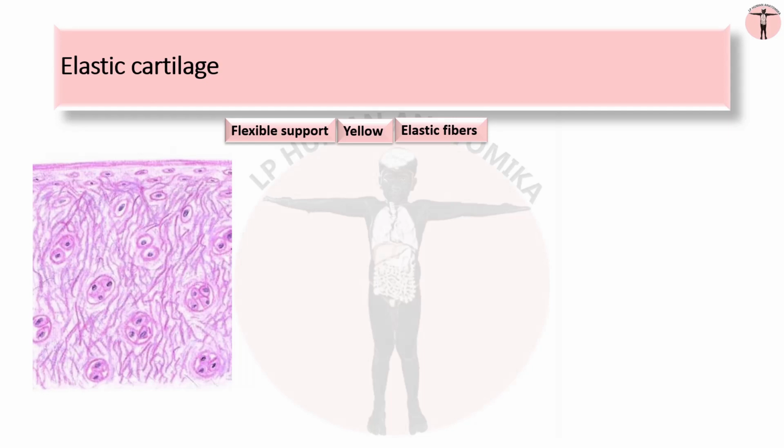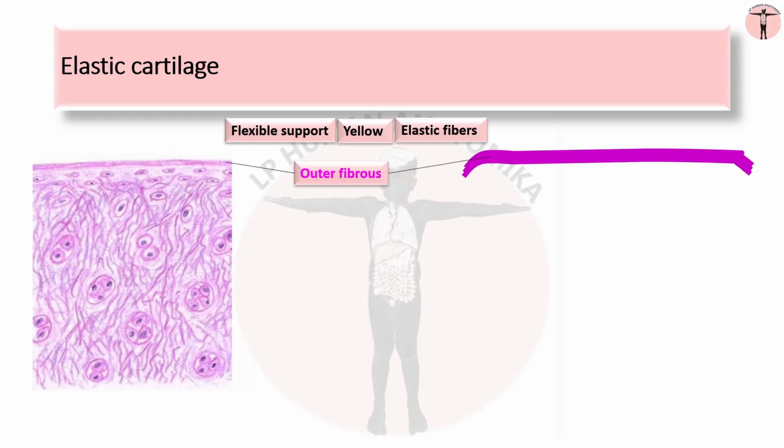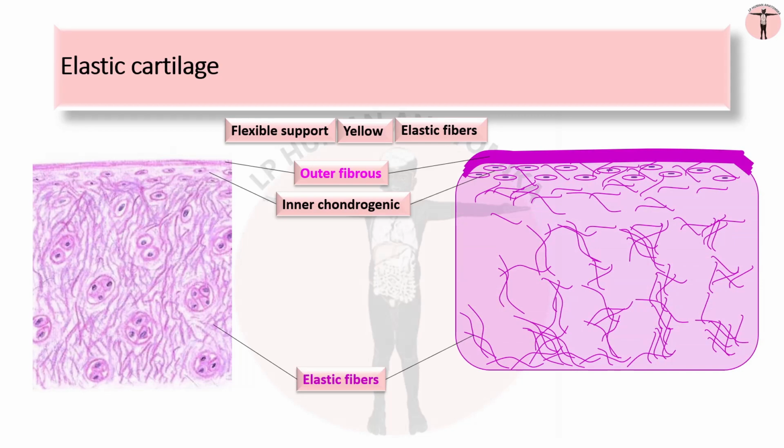Just like hyaline cartilage, the whole cartilage is surrounded by perichondrium with outer fibrous and inner chondrogenic layers. Instead of homogeneous matrix as in the hyaline cartilage, the elastic cartilage has numerous elastic fibers in addition to collagen fibers in the matrix. Cell nesting is not as much as in hyaline cartilage.